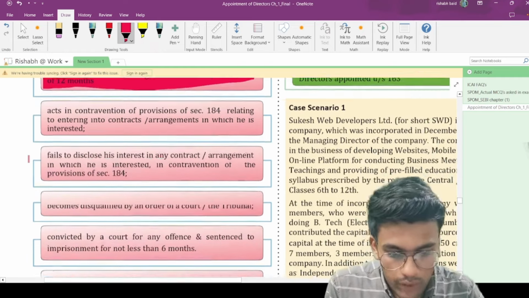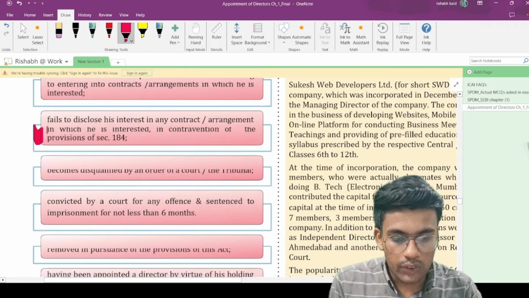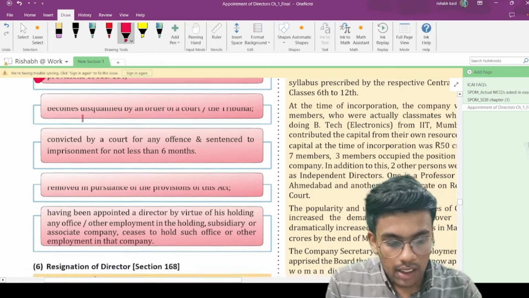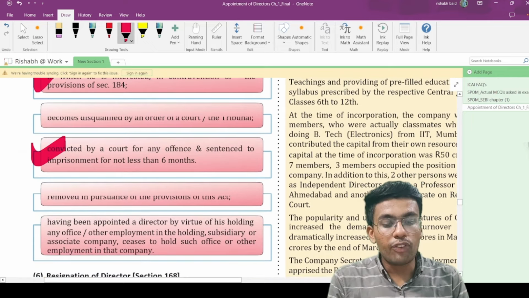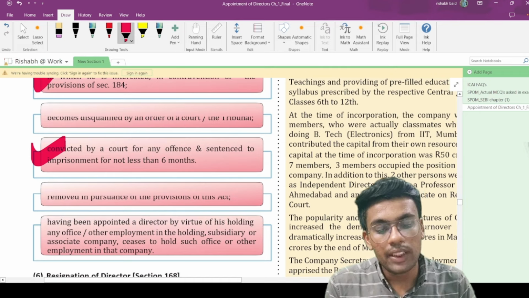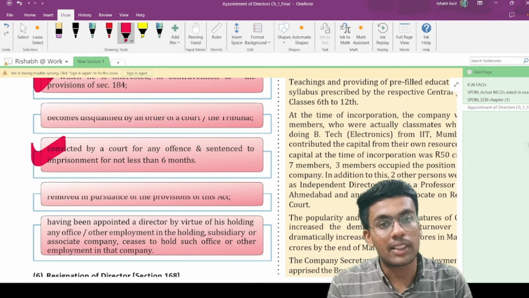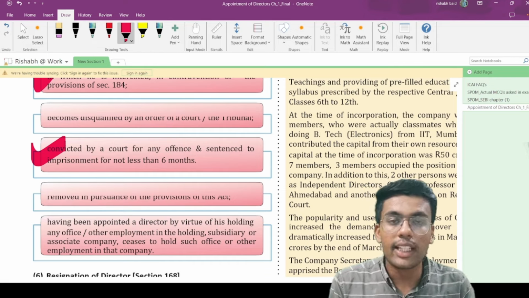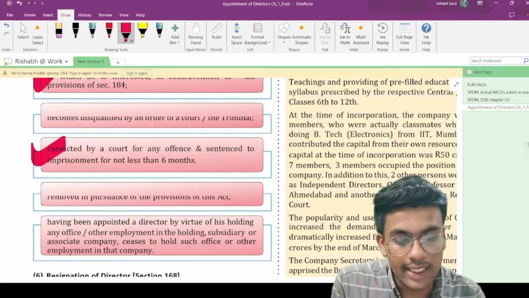This one is an important point over here. Apart from this, we will be covering this in the board meeting chapter. Convicted by a court for any offense and sentenced to imprisonment for not less than 6 months. A person who has been convicted by a court and sentenced for a period of more than 6 months has to vacate the office as independent director.